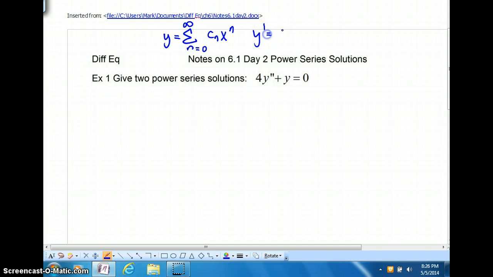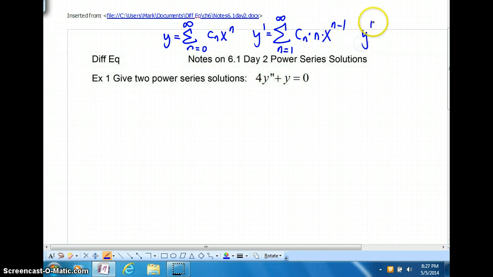Y prime, taking a derivative, we said that that first constant, which would be c sub 0 times x to the 0, when we take the derivative of that, it disappears, and we adjust our counter accordingly to go from n equals 1, using our power rule for a derivative. This is c sub n times x to the n minus 1.